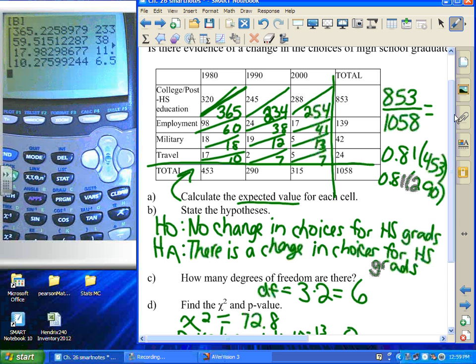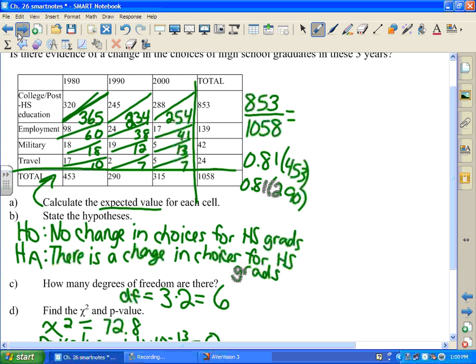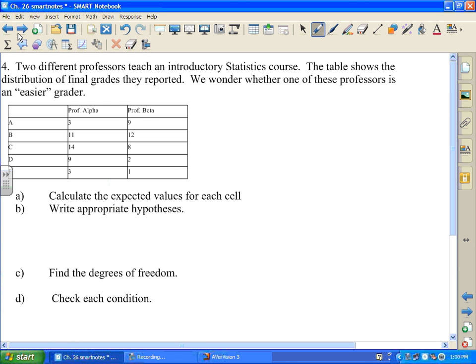Any other questions? That was just extra. Okay, turn the page. Let's see how fast we can finish this. Another test. Yeah, but now you know how to do it. We can do it quickly. So A says calculate the expected values. It has two professors and the grades A, B, C, D, and F, and how many of each. They're trying to decide if one professor is an easier grader, which is kind of dumb because there should be smarter people in one class than the other.